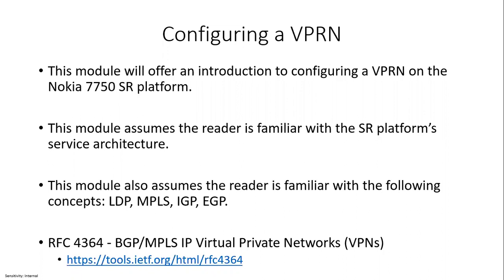I am an engineer within my organization's IP engineering group, and this module is going to cover configuring a VPRN on the Nokia 7750 SR platform. And we're going to assume that the reader's familiar with the service architecture of SROS, as well as LDP, MPLS, IGPs, and EGPs. Just a basic understanding of BGP is required. And the RFC for this module is going to be 4364, BGP/MPLS IP VPNs.